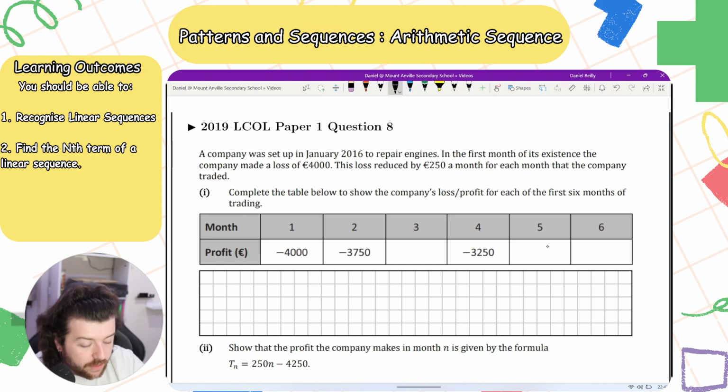So every month, this loss is decreasing by 250, or we're adding 250 here. So our profit's increasing by 250. So it's going to be minus 3,500, minus 3,000, and then minus 2,750.